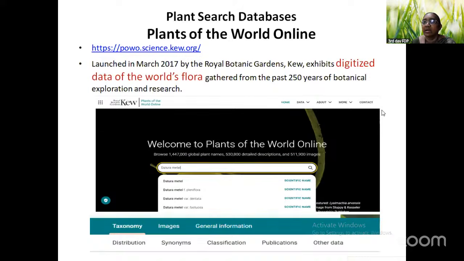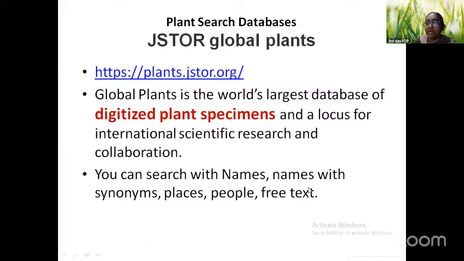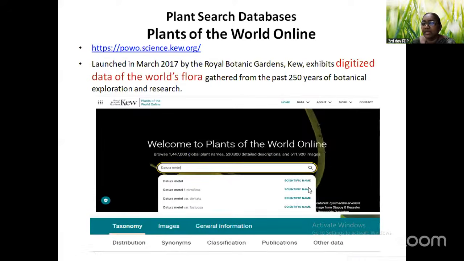This is from the Royal Botanic Gardens, Kew. This is named Plants of the World Online, POWO. Here we can search the plant material either by the name or the plant part or by the region. Suppose I have given on the home page a search for Datura metel. After searching this, we will get different images of the plant. Here we can see the taxonomic details, images, and other information: distribution, synonyms, classifications, publications, and other data with regard to this plant material.